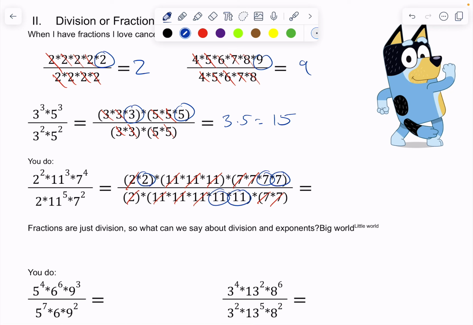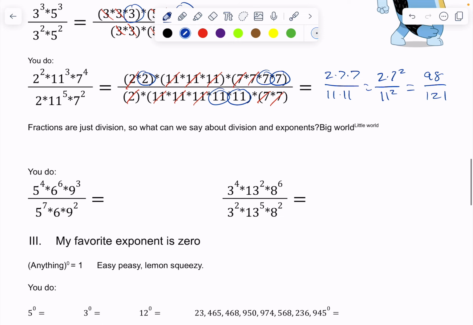So I have 2 times 7 times 7 over 11 times 11, which I can put in exponential form as 2 times 7 squared, because there are still two 7s, over 11 squared. I would be okay with you leaving it in this form. If you're actually going to do the math out, it's not the hardest. 7 squared is 49. 49 times 2 is 98. 11 squared is 121. Either answer is going to be okay in my opinion.